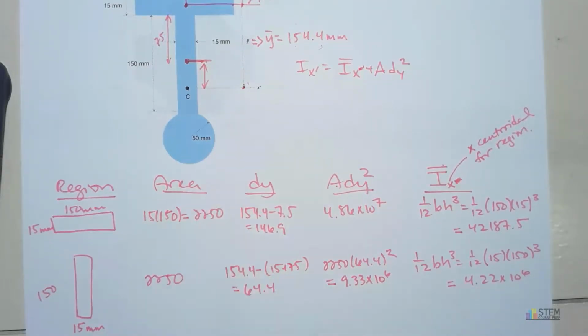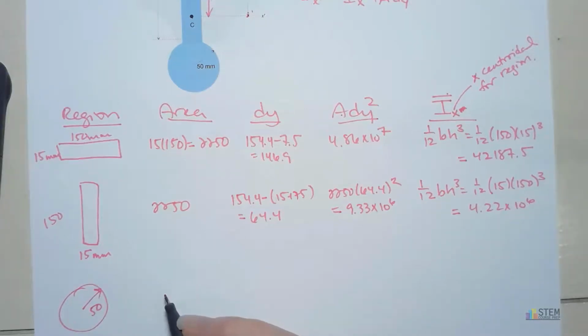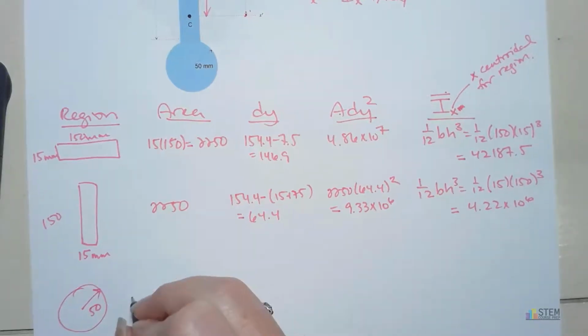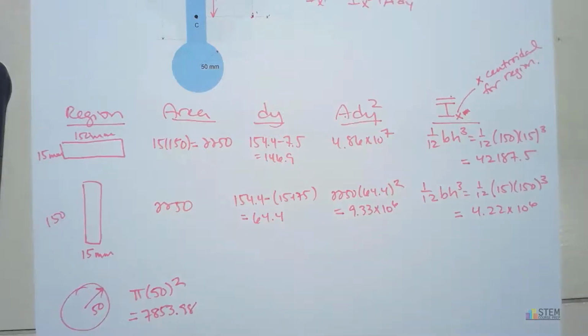Last region is this circle. So let's look at the circle. That radius is 50. We can find the area, it's just pi r squared. So we'll have pi times 50 squared. That is 7,853.98. Now you have to find dy.